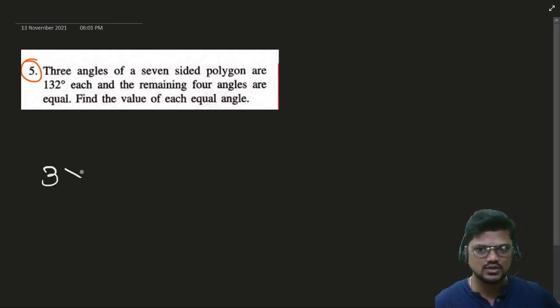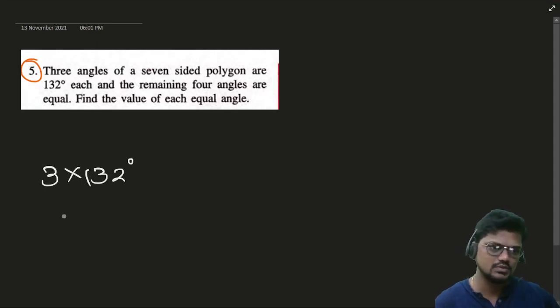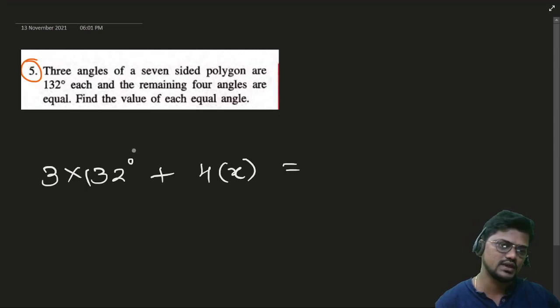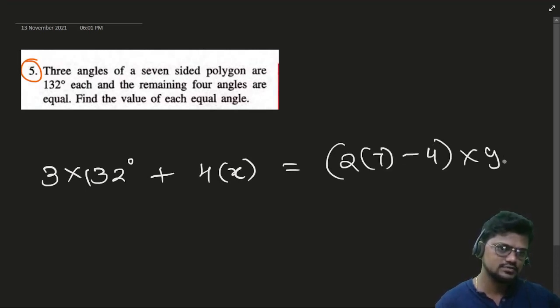So you can say 3 into 132 will be the sum of three angles. And the remaining four angles are equal, that means plus 4 into x should be equal to what? The sum of angles. Now, what is the formula for the sum of angles of a seven-sided polygon? It will be (2 into 7 minus 4) into 90. Yes or no? Just solve this, you'll get the answer. Now over here, the value of x you need to find. Find the value of each equal angle.